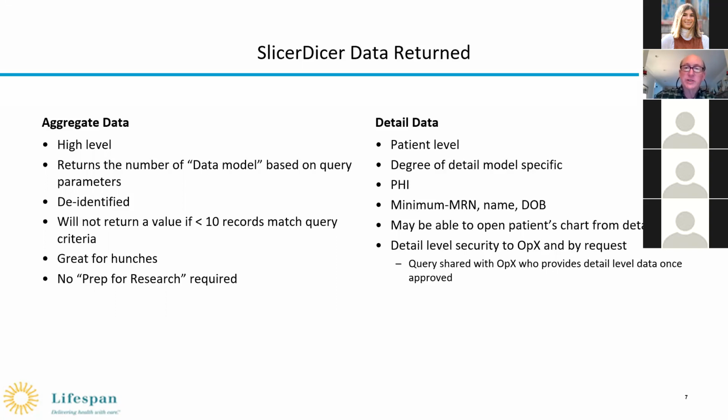The other level is detail view, and that is patient level. The degree to which PHI is displayed is model specific. In some cases, you simply get a list of, let's say, the patient's name, their date of birth, the MRN. And in some cases, you can open the patient's chart from that detailed view. So the way we have it set up now for most of the models is that in order to see the detail level, a request has to go into OpEx. After you've constructed your query, you would share that with OpEx. I'll show you that in a minute. And then they would provide you that level of detail.